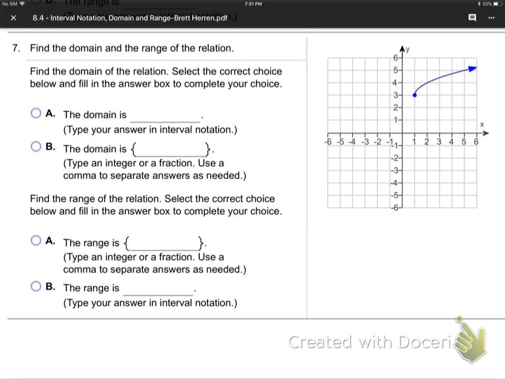Okay, so what is the domain of that function? And that's if you're walking around on the x-axis. How far left, how far right?